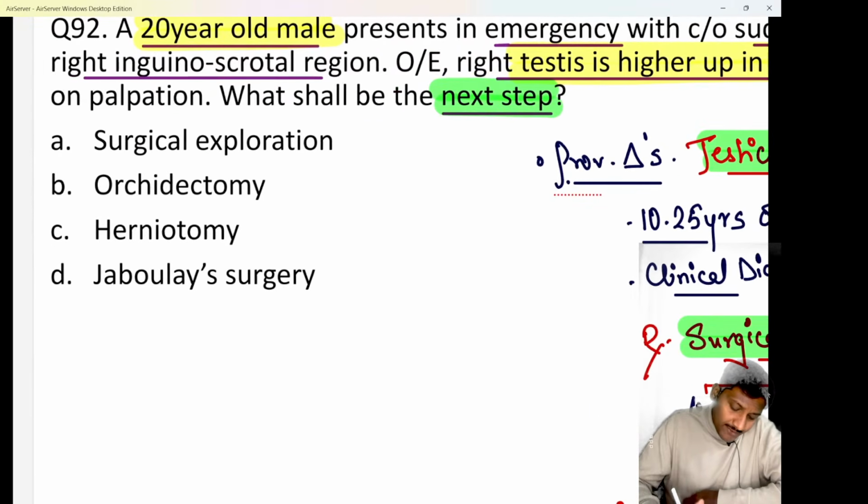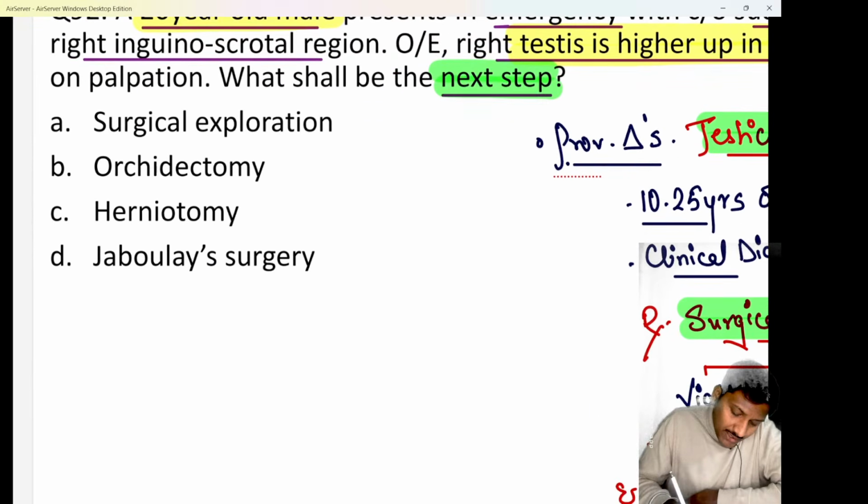So यहाँ पे let's rule out the procedures first. First is option D, which says Jaboulay surgery.